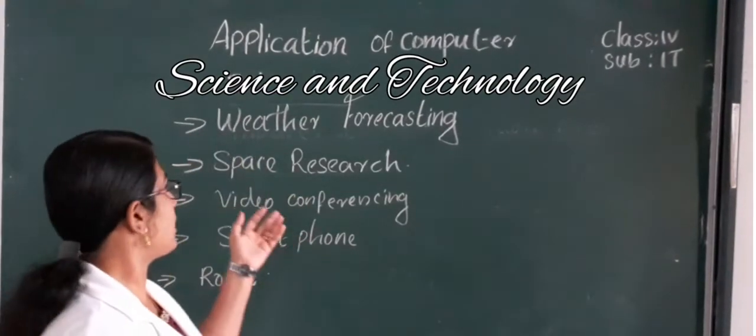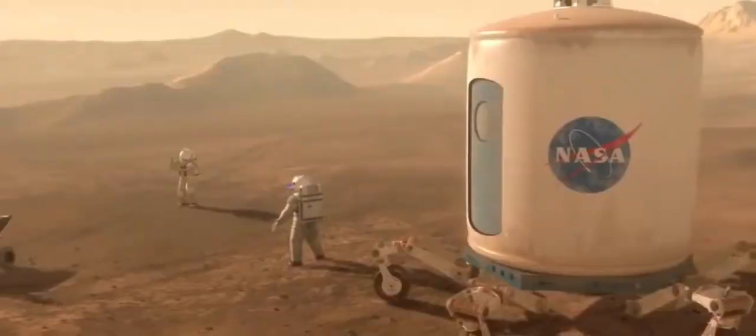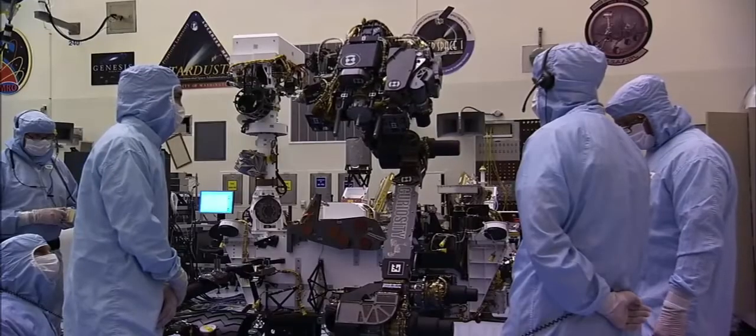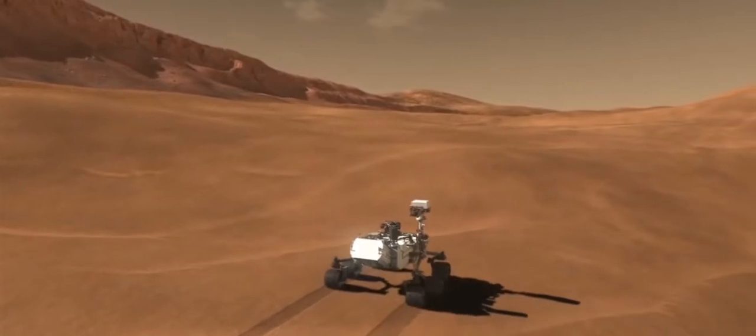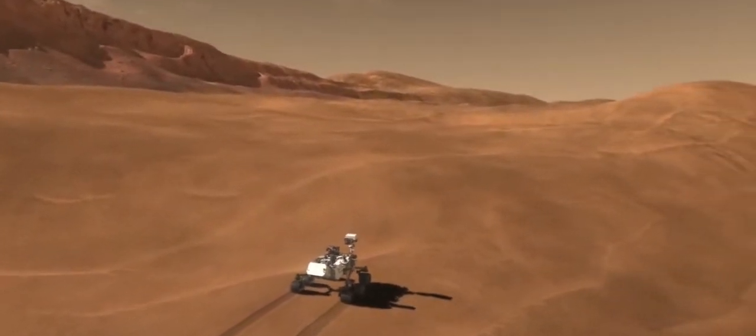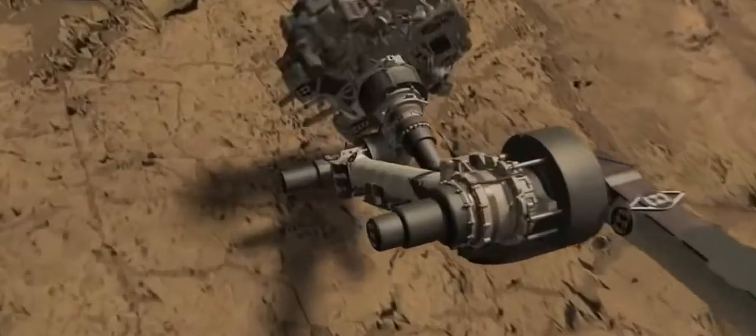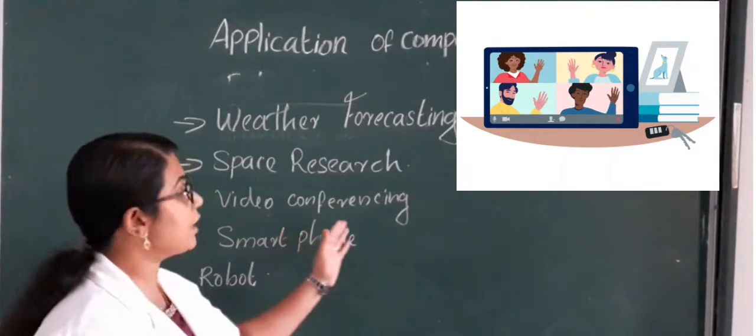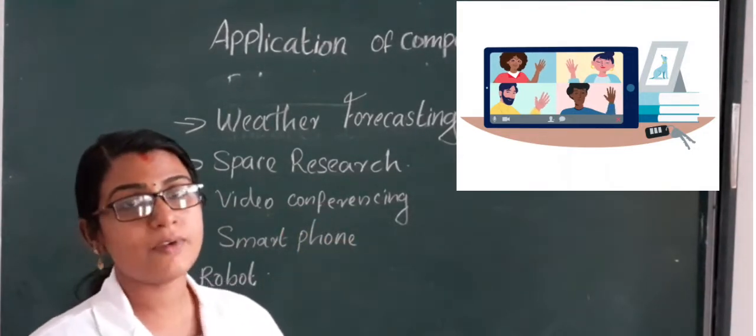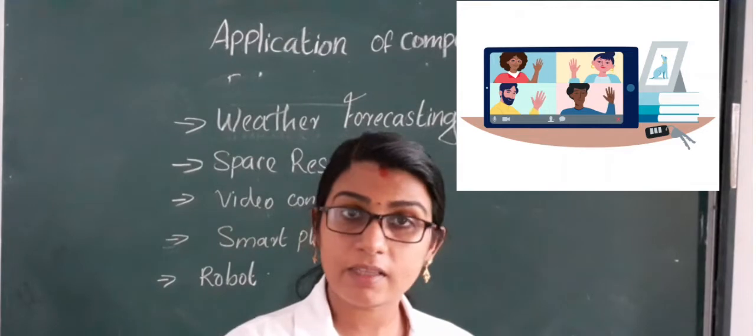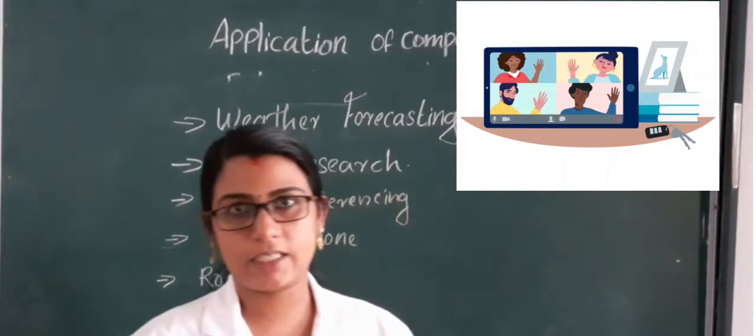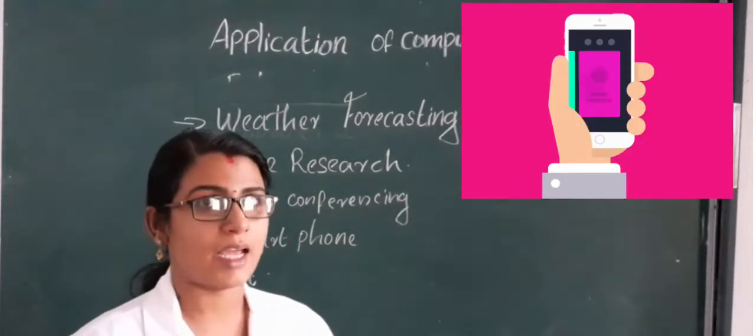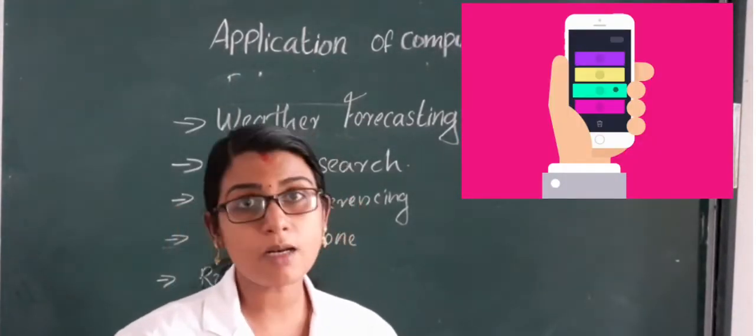Then the next one, that is space research. Computers have brought great development in the field of space research. Launching and controlling of space shuttles are done with the help of computers. Then the next one is video conferencing. Through video conferencing, we can communicate with each other from distant places. The other one, that is smartphones. Nowadays, we know that the smartphone has become a vital part of our life.